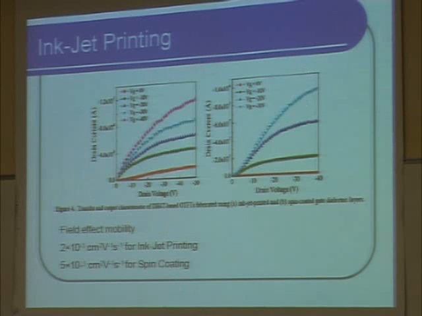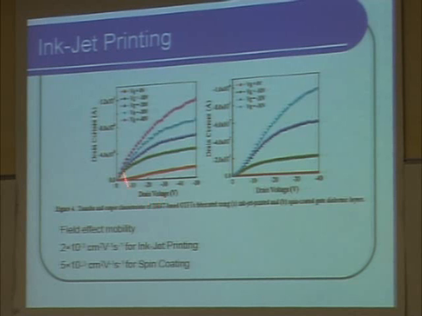This graph shows current versus voltage for both the inkjet in figure A and for the spin coated in figure B. What's important about this graph is that the slope of the graph is equal to the channel length times the channel width divided by the capacitance multiplied by the field effect mobility. The field effect mobility is very important because it relates to the electrical performance of the dielectric layer.